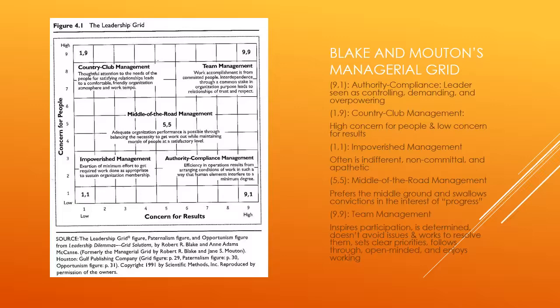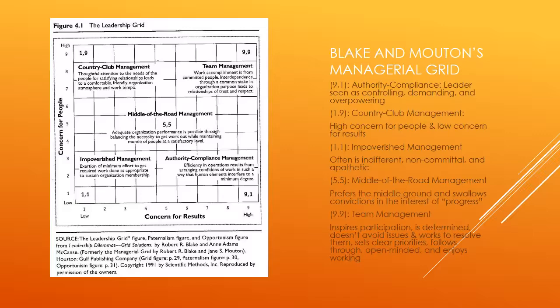Authority compliance leaders have high concern for results but low concern for people. So they're seen as controlling, demanding, and overpowering a lot of times. The country club management style has high concern for people but low concern for results. So they might not get things accomplished as well because they're not really focusing on the results.